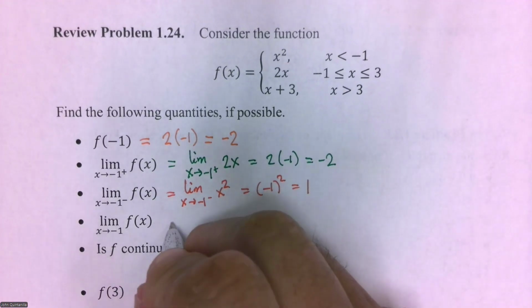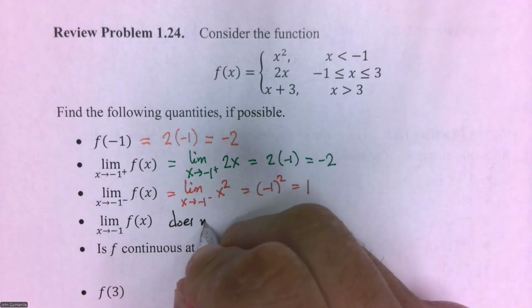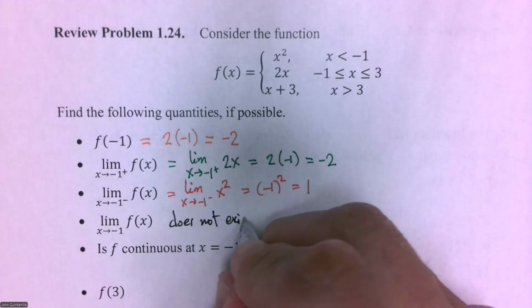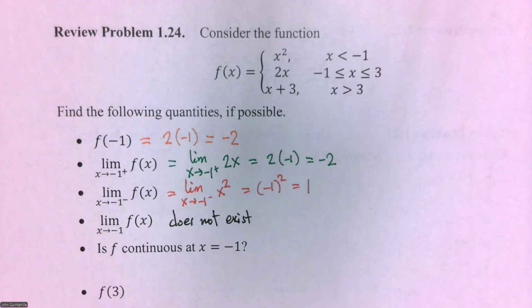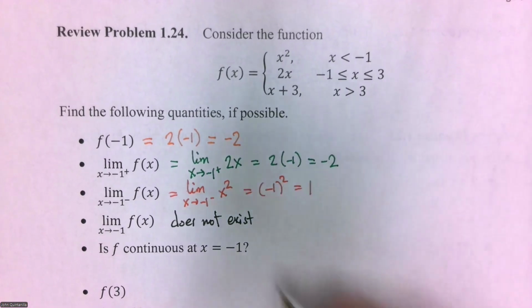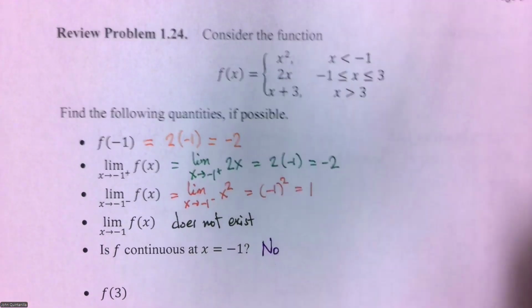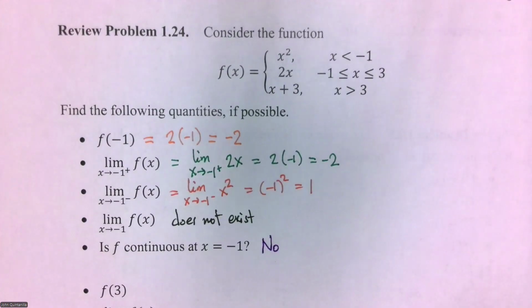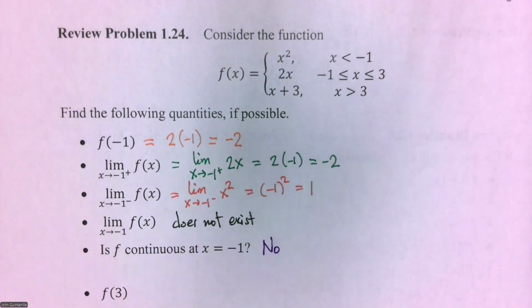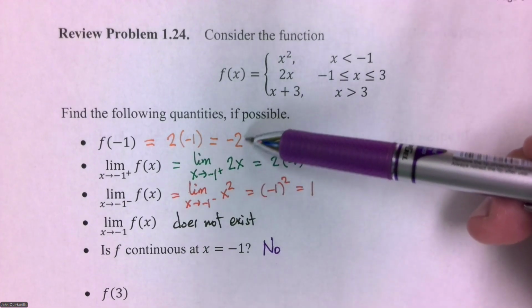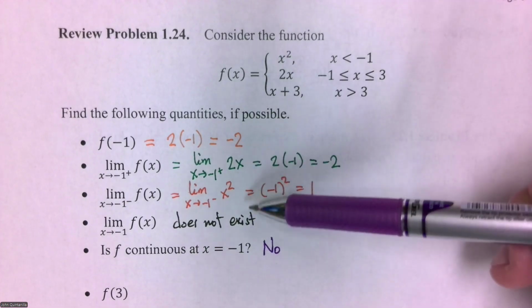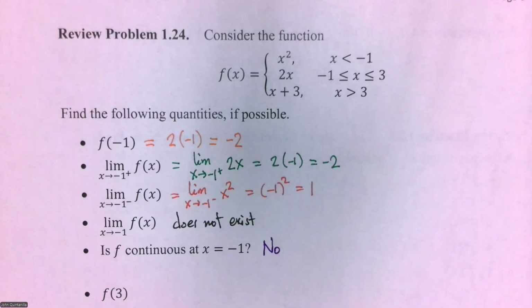So I notice that the two-sided limit does not exist because the numbers in green and in red here are different. And therefore, the function is certainly not continuous at -1 because the limit does not exist in the first place. So for a function to be continuous, the function has to exist, the limit has to exist, and these two have to be the same. Okay, so that's the first part.